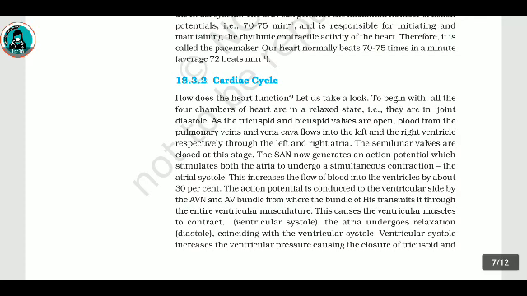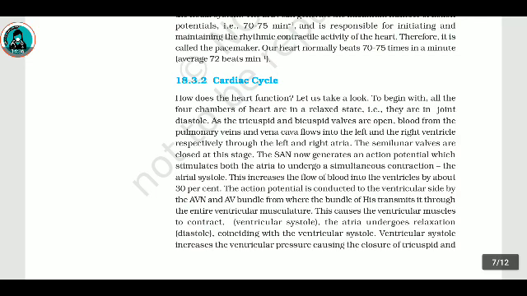To begin with, all four chambers of the heart are in a relaxed state, that is, they are in a joint diastole. As the tricuspid and bicuspid valves are open, blood from the pulmonary vein and vena cava flows into the left and right ventricle respectively through the left and right atria. The semilunar valves are closed at this stage.